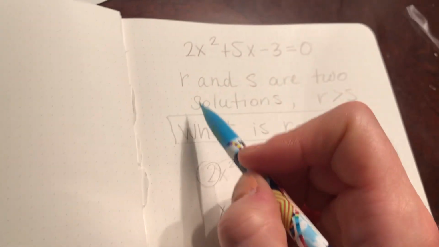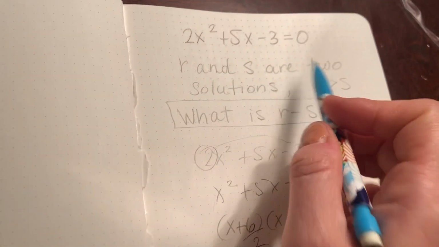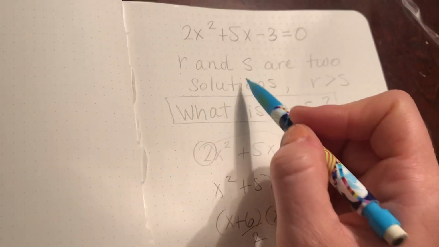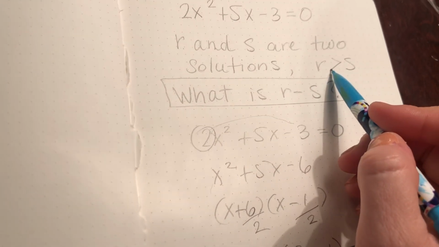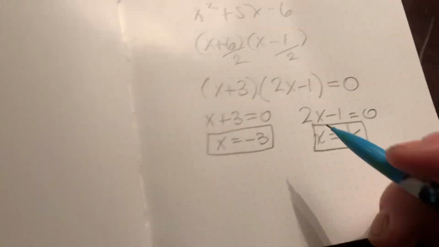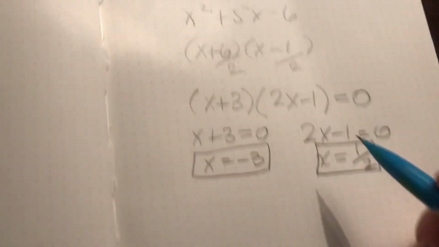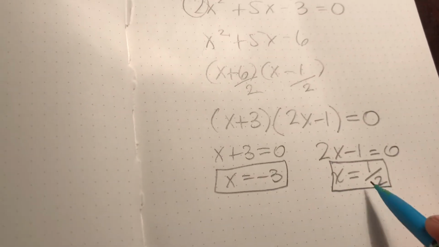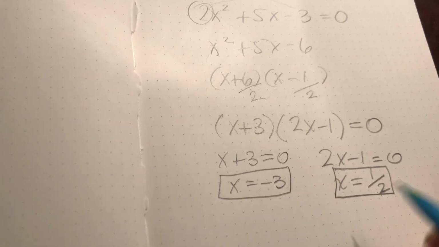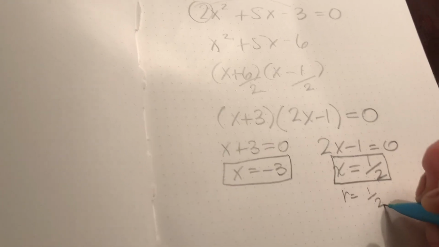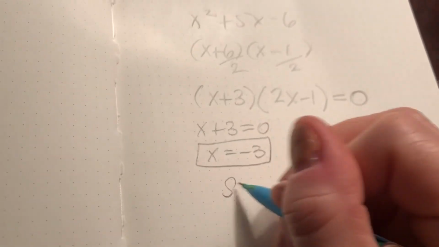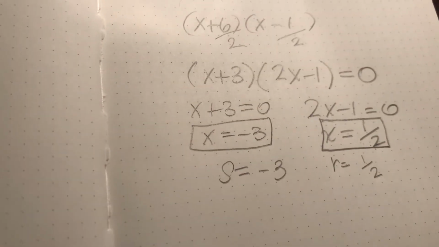All right, but the problem's saying that R and S are the two solutions. So they're calling one R and one S. How do I know which one is which? Well, it says that R is greater than S, right? So which one's R and which one's S? Because this one is greater, right? This is a negative 3. So this one's going to be R, and this one's going to be S. Right? This is R, this is S.